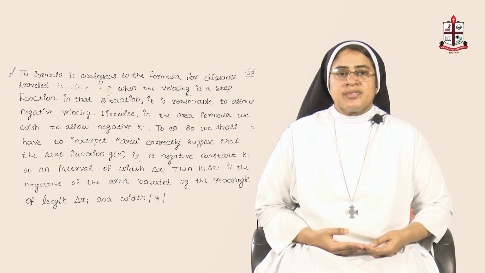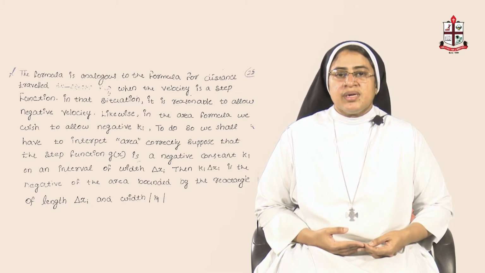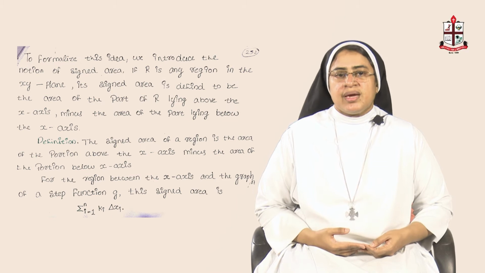Now, let us suppose that the function g of x has a negative value on the interval of width delta x_i. Then k_i delta x_i is negative, as the area bounded by the function and the rectangle of length delta x_i. So, what we do is we take the positive width, that is, the modulus value of k_i.